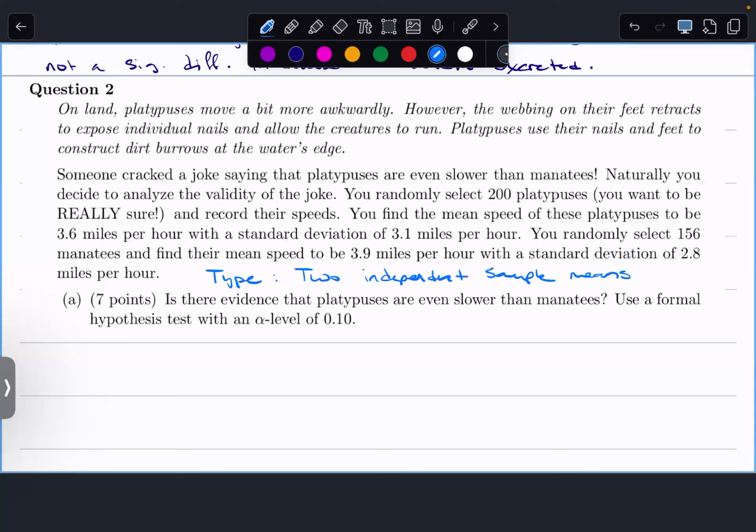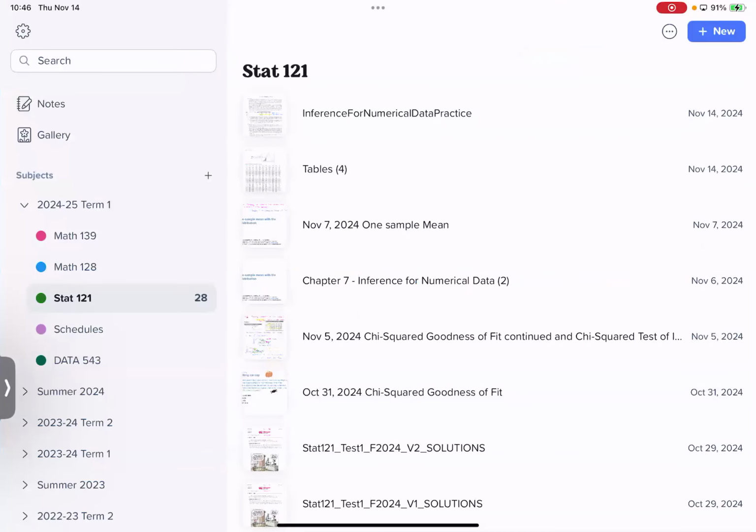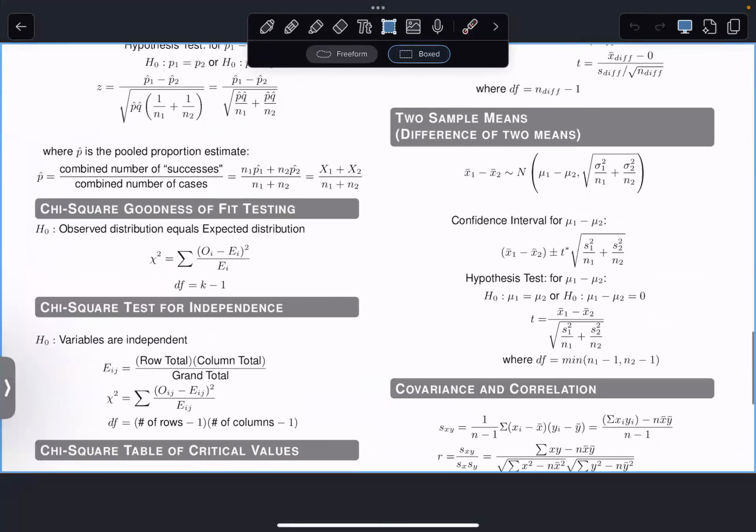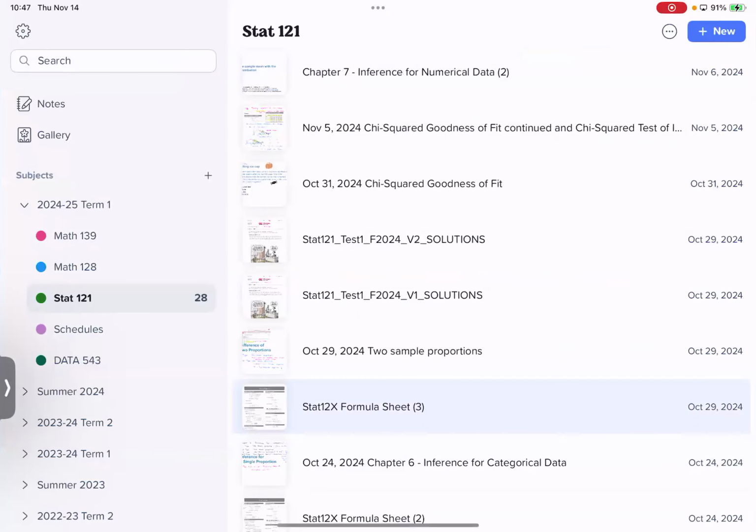I like to throw the word independent in there because it emphasizes to myself mostly that, okay, these are 2 independent groups. I'm going to treat them as 2 independent groups. But really what I want to do is compare 3.6 miles per hour to 3.9 miles per hour, taking into account the spread of both of those groups, right? And so once I've decided what type of question I have, I go to my formula sheet and I snag what I need.